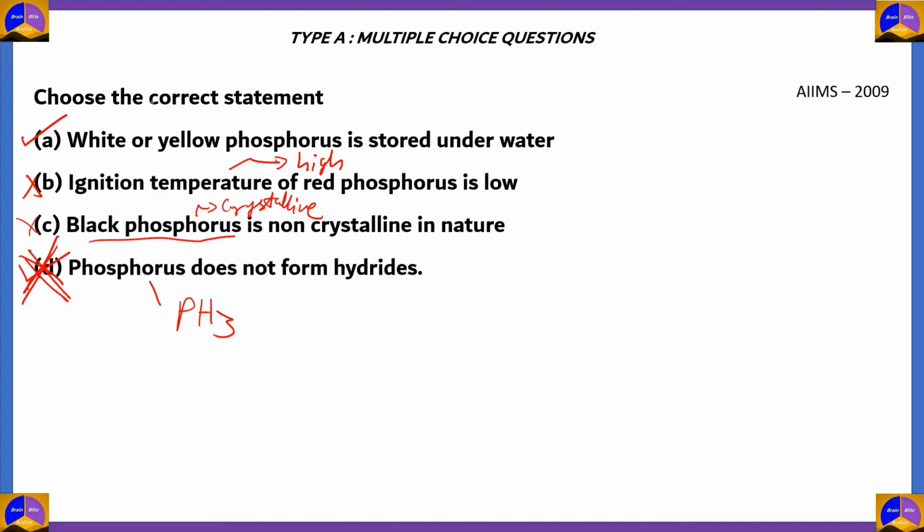White or yellow phosphorus is stored underwater. Now, this is due to the low ignition temperature. White phosphorus has a low ignition temperature, so it undergoes oxidation in the air, which means that it catches fire spontaneously. If you keep it in air, it's going to catch fire, so it is stored underwater. That's why option A is the right option.